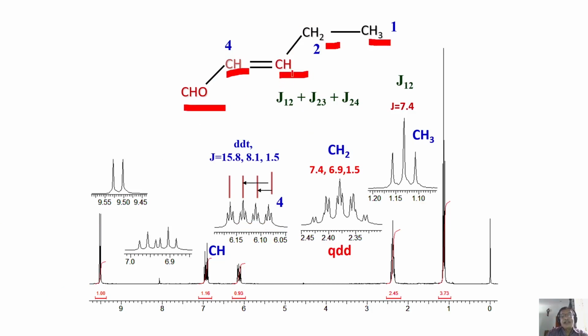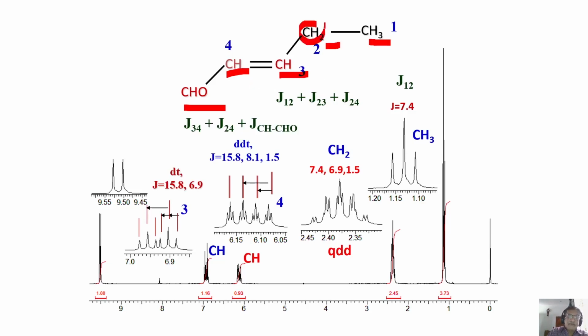Of course, this can experience coupling with this, so it is a doublet, and it is going to be a triplet because of this. First it is going to be a doublet, and then each line of the doublet is going to be a triplet because of this proton. Now, does the CH proton have a long range coupling, 1, 2, 3, 4 bonds, with CH3? Maybe it is not seen here. That is the reason why the CH has to be only a doublet of triplets. So this is proton 3.